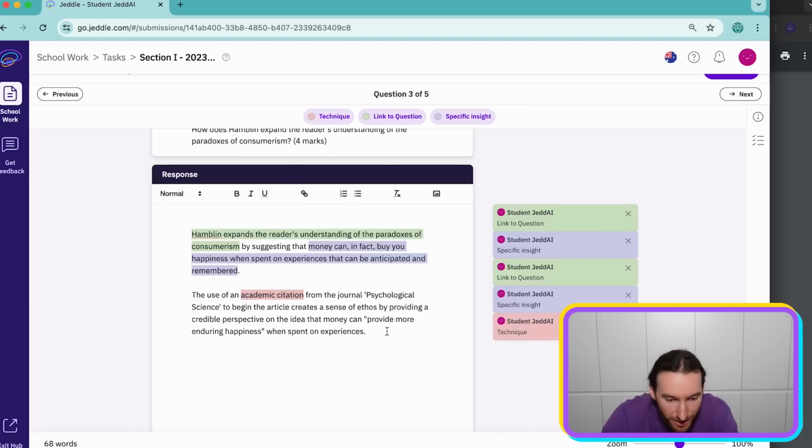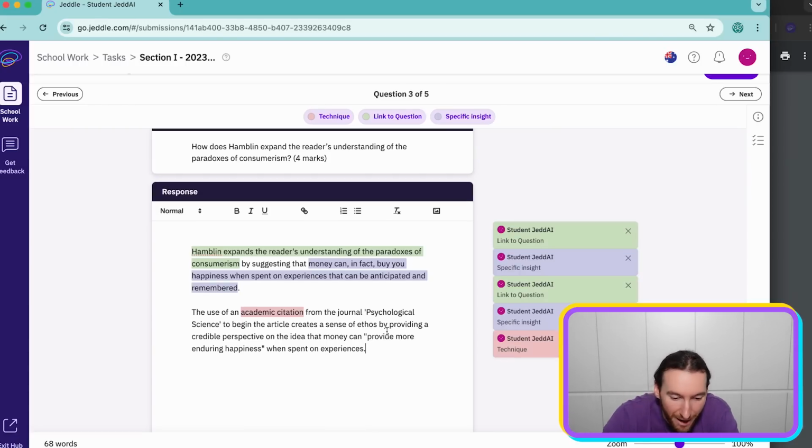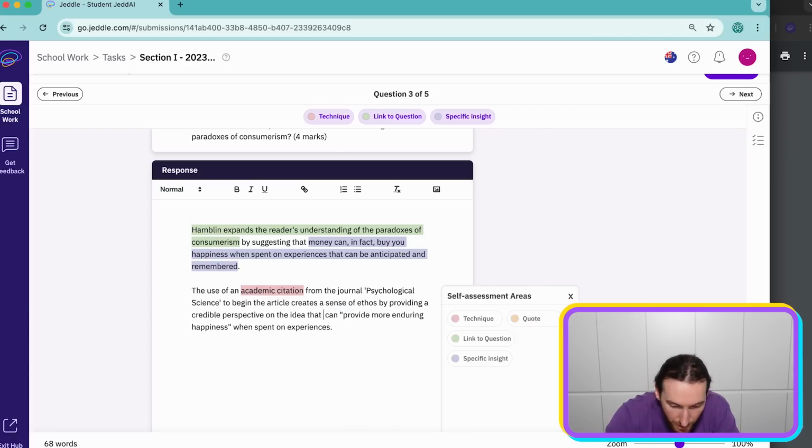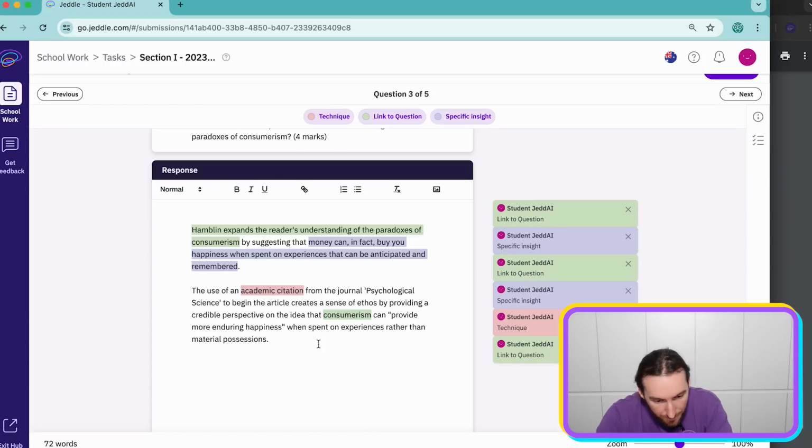Have I linked that to the question enough? How does it expand our understanding of the paradoxes of consumerism? Haven't really used the word of the question, so I do want to get that in there. By providing a credible perspective on the idea that money, that consumerism, I'm going to say that, can provide more enduring happiness when spent on experiences rather than material possessions. Okay, that's fine. At least I got consumerism in there. Great, got the quote in there as well.